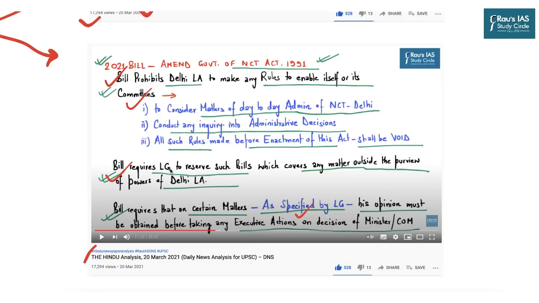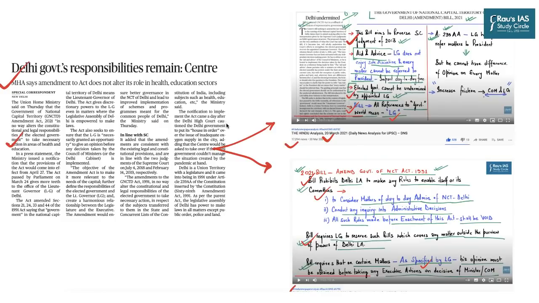And so in essence, what this bill has done is that theoretically as well as practically it has transferred most of the powers from the Council of Ministers to the Lieutenant Governor and indeed to the central government. So if you don't have clarity on this amendment, it is highly recommended that you go and watch the DNS dated 20th of March 2021.